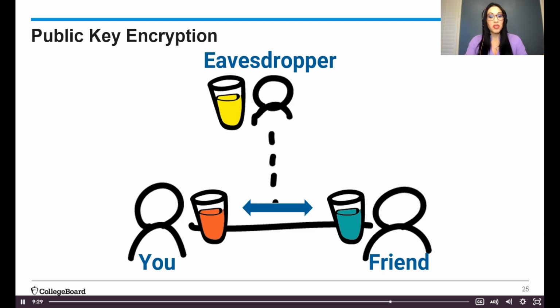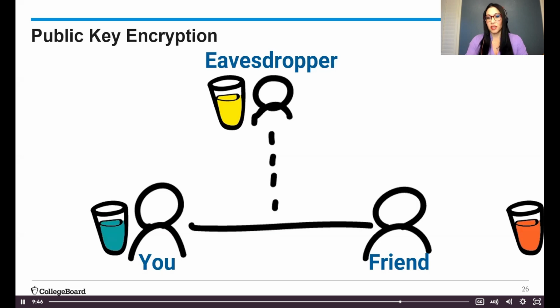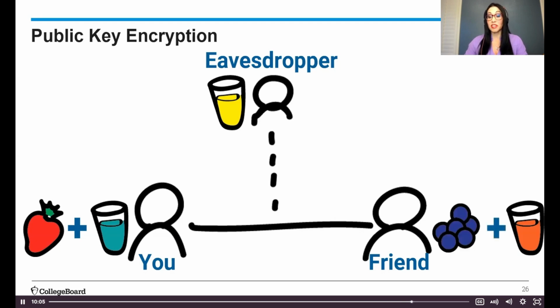Notice the eavesdropper can see both of your mixtures being sent back and forth, but they can't unmix them to see what each of you added to the banana. Now the heart of the trick. You and your friend add in your private fruit to the other person's mixed smoothie. You mix in strawberry to the banana blueberry smoothie, giving you banana blueberry strawberry, and she mixes in blueberries to her banana strawberry smoothie, giving her banana blueberry strawberry.